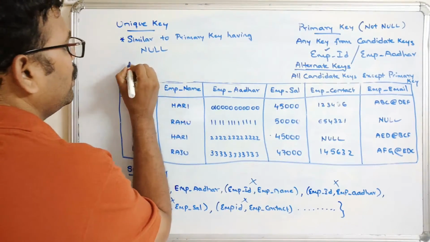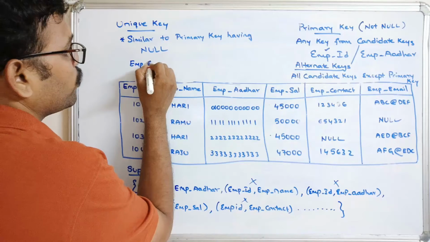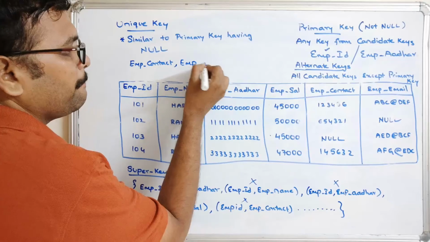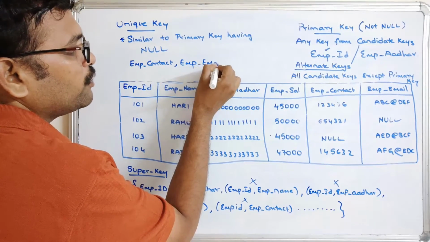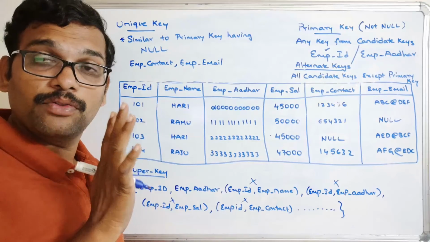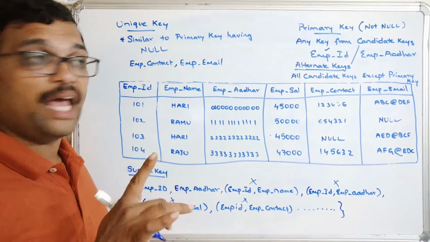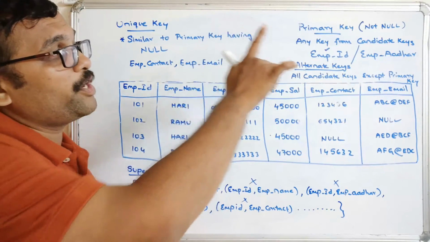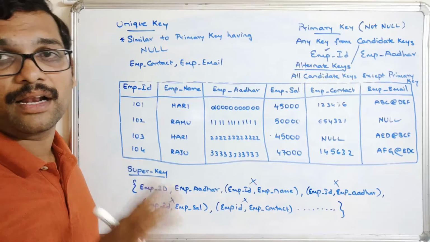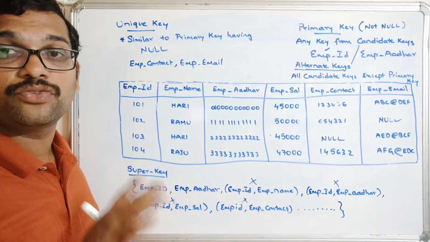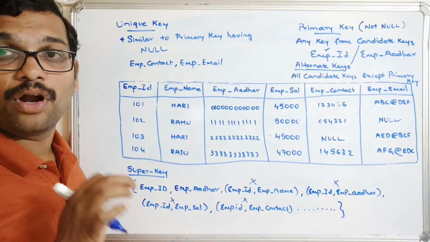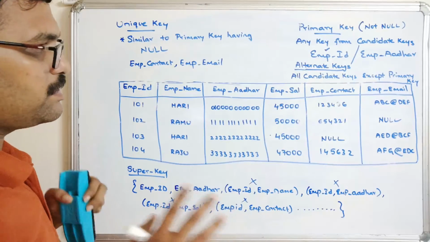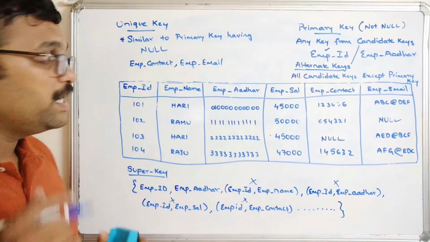So in this example, employee contact and employee email both come under unique keys. We can identify the complete records with the help of either contact or email, but it will also accept a null value. But the property of a primary key is that it should not have the null value and it should not be updated. So these are the unique keys, primary key, alternate keys, super keys. Next one is the foreign key.